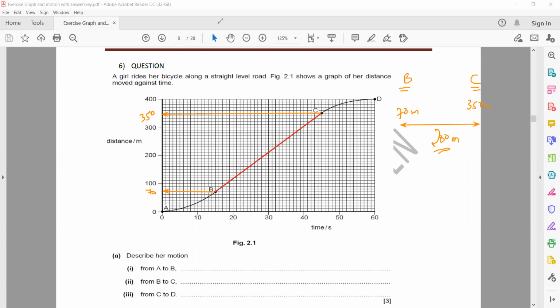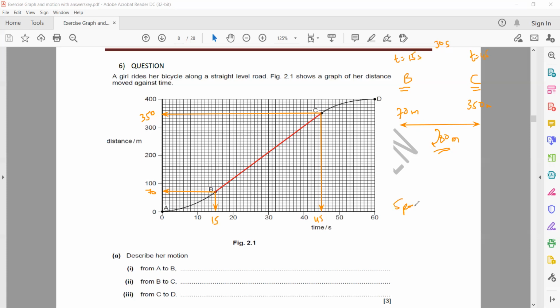Then what about the time? At B, each box on the x-axis represents 1. So it's 11, 12, 13, 14, and 15. And at C, it is 41, 2, 3, 4, and 5, 45. So the time interval is 30 seconds, because when it is at B, the time was 15 seconds. When it is at C, the time is 45 seconds. So the time interval is equal to 30 seconds.